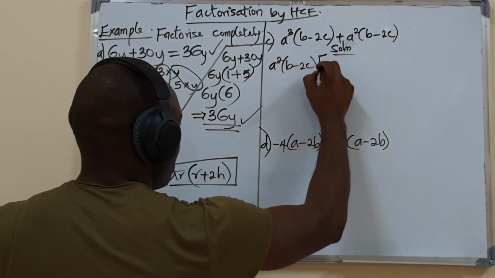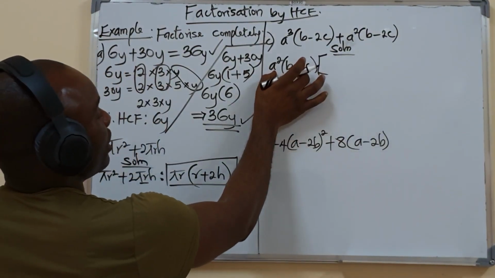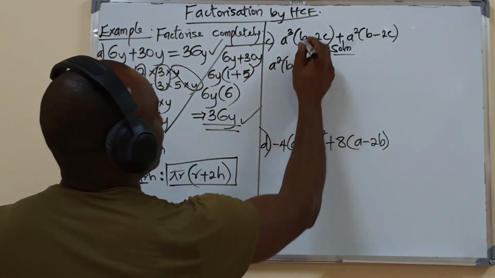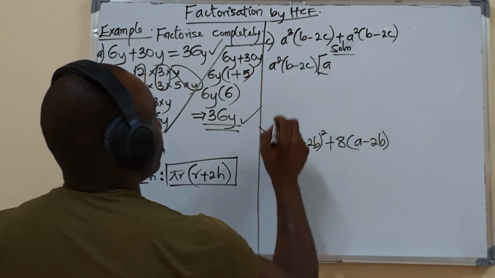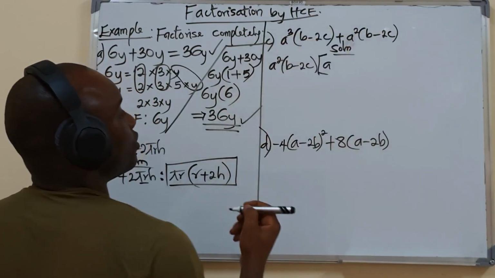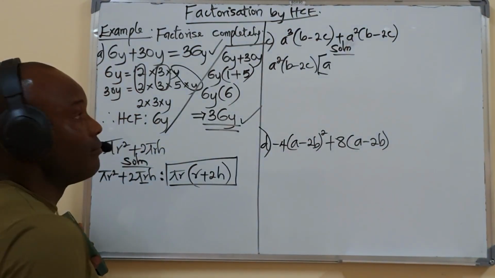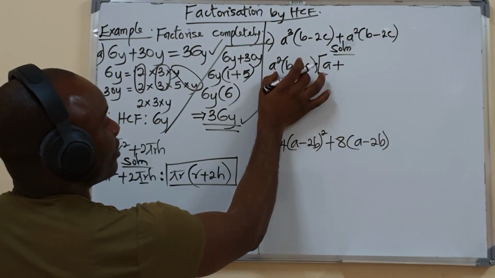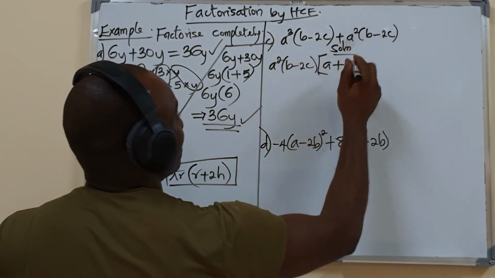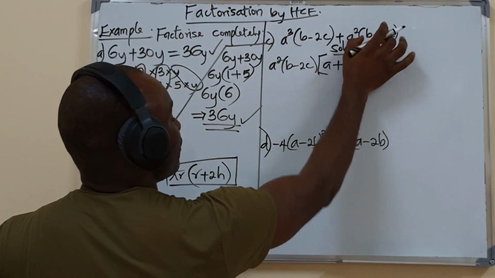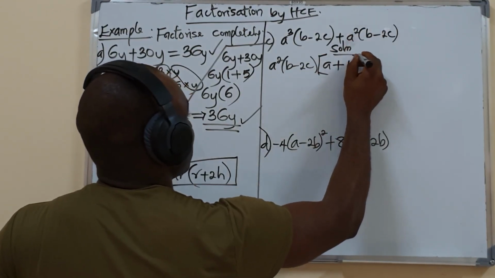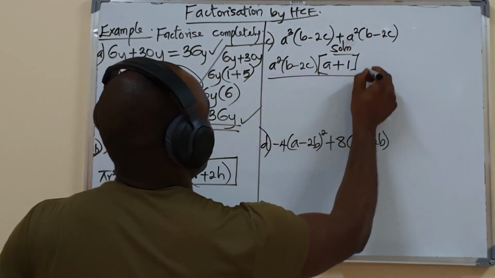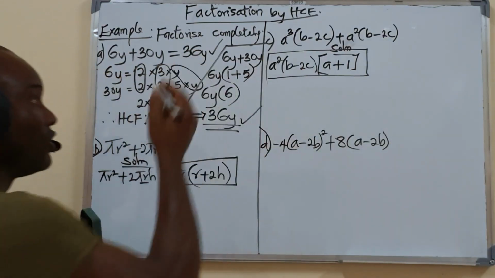So what will they be multiplying? A squared open bracket b minus 2c can only multiply a to give us a cubed b minus 2c. So a goes into that bracket. Plus, watch, the highest common factor is exactly the same as the second term. So the only thing it can multiply to give us back itself is 1. This becomes our factorized version of the question above.